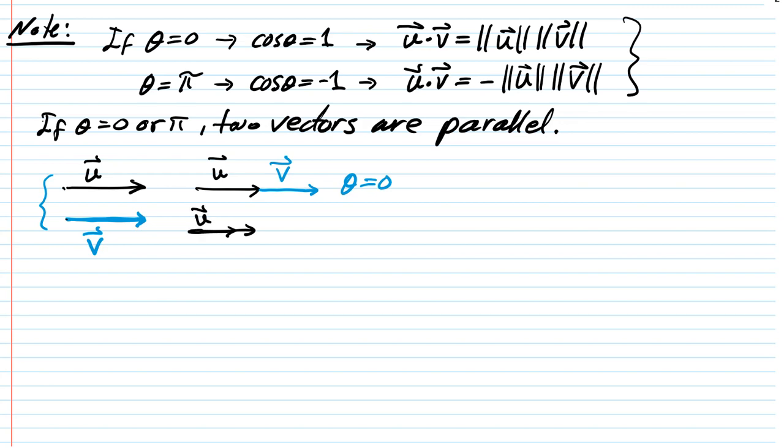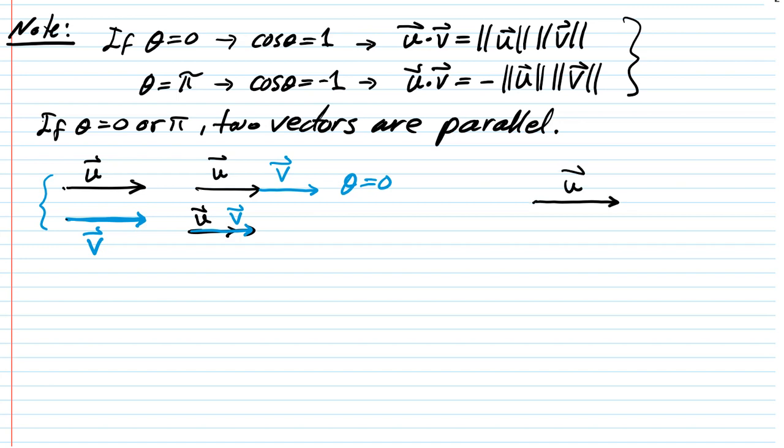So here you have both u and the vector. And there you go, this would be v. Theta is 0, so they can be parallel and going like that. Or what about the case where the angle between them is 180 degrees?